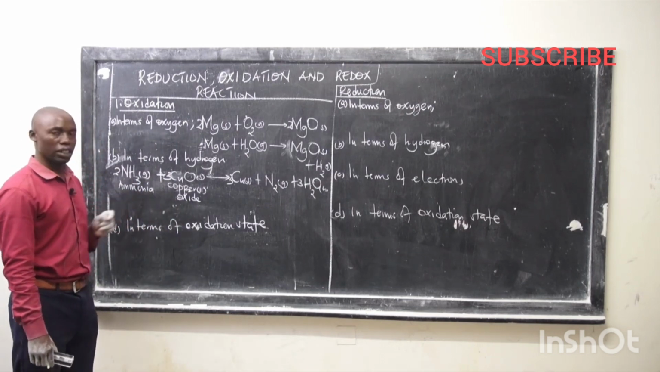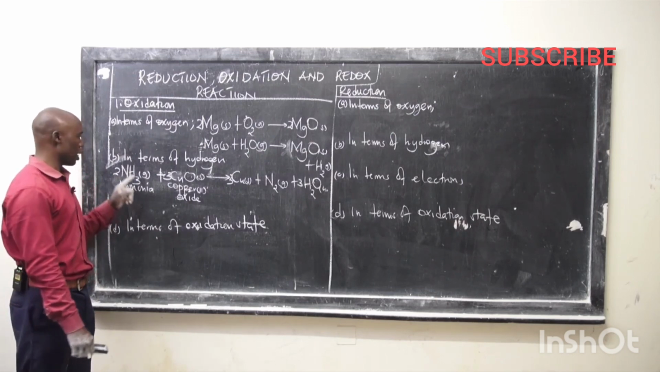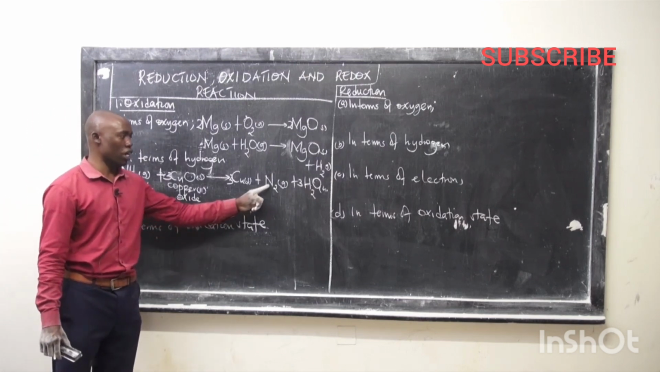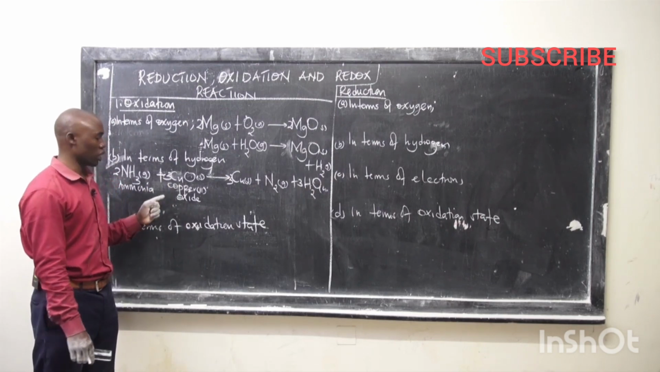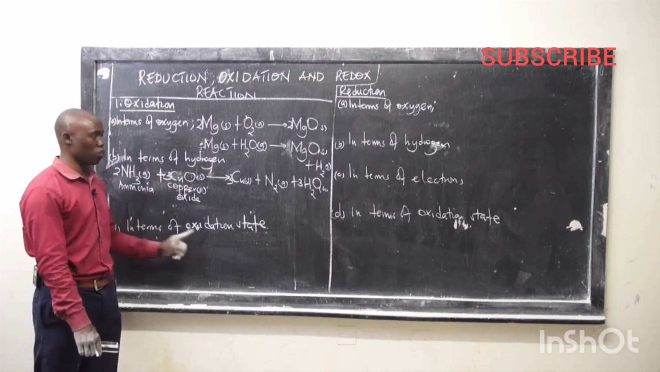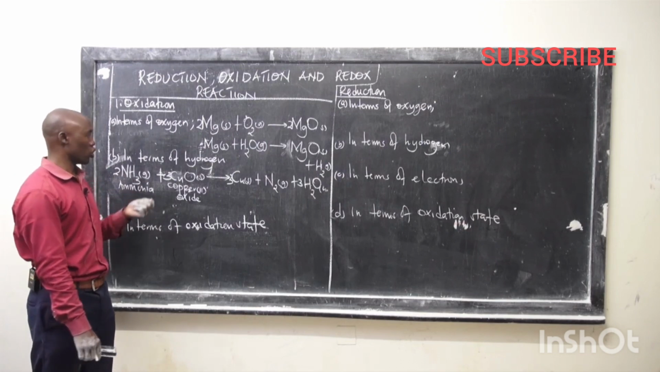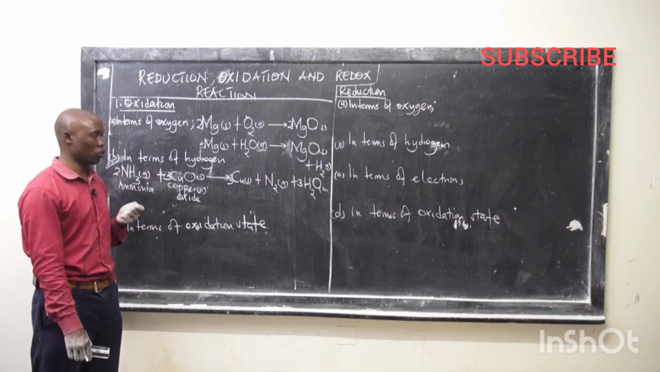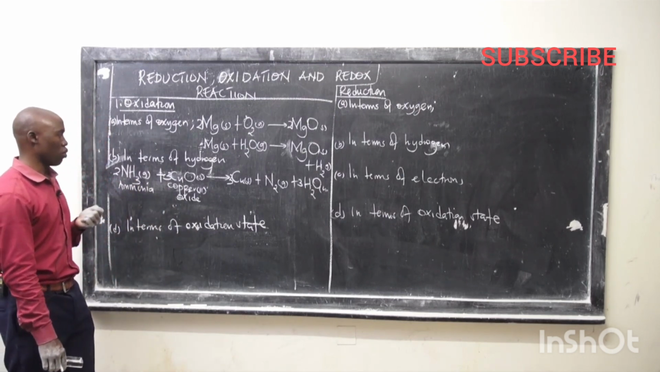Now by seeing this reaction, we see that ammonia has lost hydrogen. In short, ammonia has been oxidized to nitrogen, while something has happened to copper(II) oxide, which we shall discuss later. So removal of hydrogen from ammonia to make nitrogen means we have oxidized ammonia. So oxidation is removal of hydrogen from a substance, which can be a molecule or a compound.